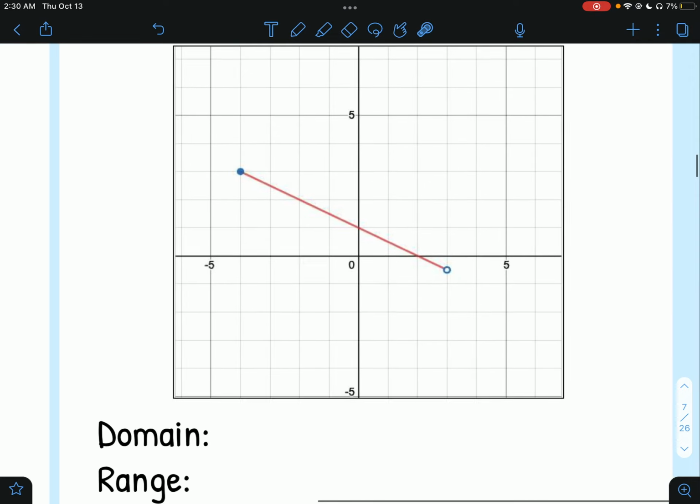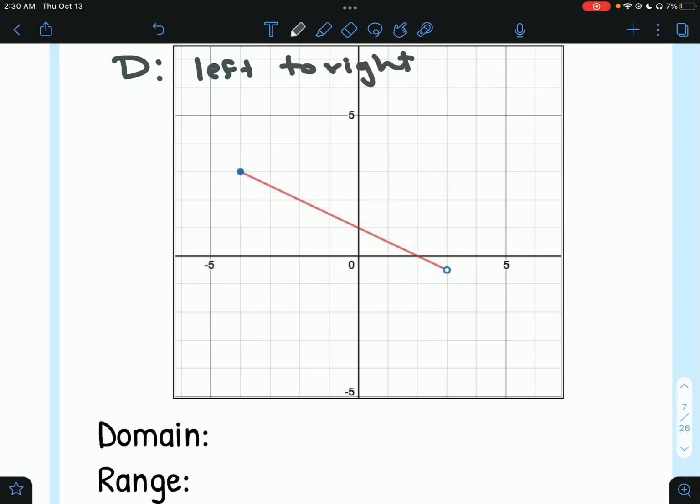If we do the same thing with our next graph, remember, domain is left to right. What is our furthest value left? What is our furthest value right? So if I look here, I'm going to follow the graph to the left. My value is -4. Next, I'm going to do the same thing. I'm going to follow my graph to the right. My value is +3. So my domain is -4 to +3.